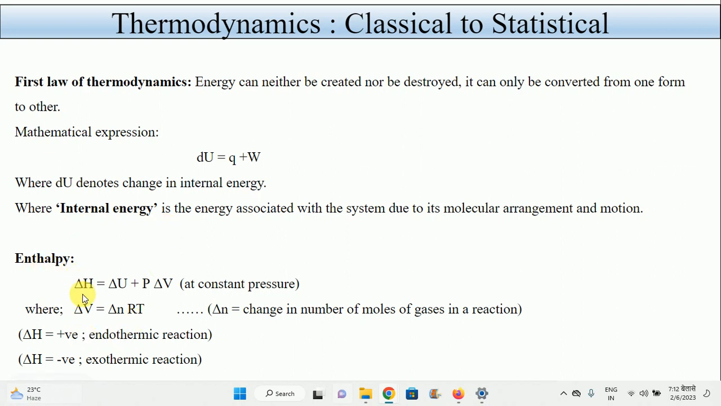Enthalpy. Enthalpy is the sum of internal energy and P delta V. Here P delta V is delta ng RT, where delta ng is the change in number of moles of gases in the reaction. When enthalpy change is positive, it is said to be an endothermic reaction, and when it is negative, it is said to be an exothermic reaction.